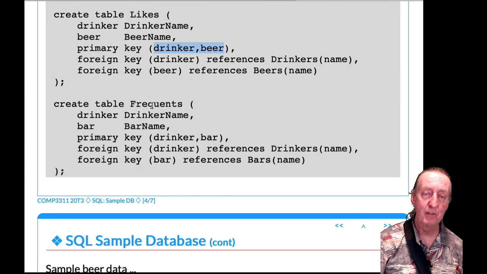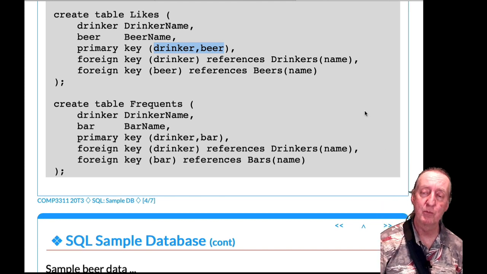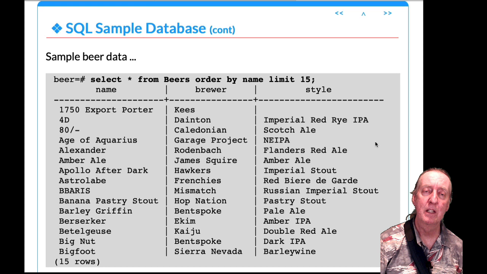And finally, the frequents table, however you're meant to pronounce that. Once again, two foreign keys that combined form a primary key. Right, so hopefully that SQL structure is pretty straightforward. All right, so let's have a look at some of the actual data.